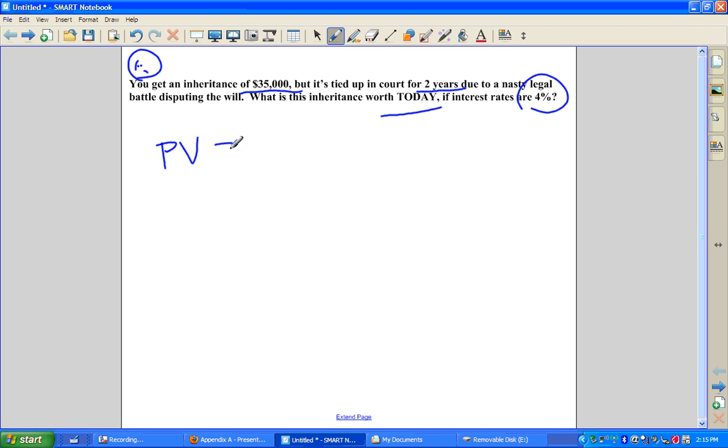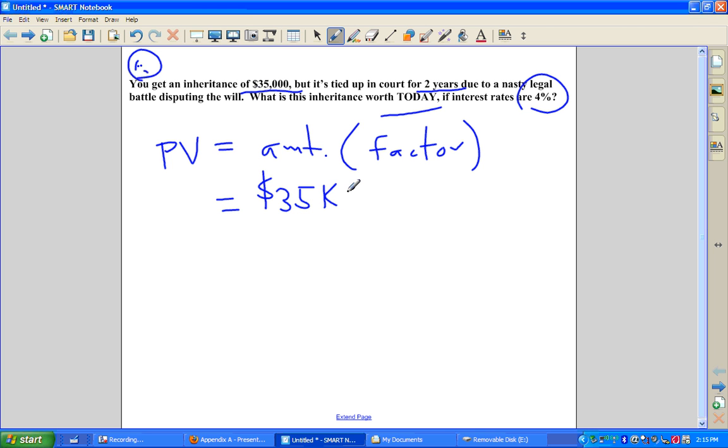The present value today is equal to some amount of money times a factor. This factor is how we calculate its value today compared to off in the future. The dollar amount is 35K, so I'm going to abbreviate 35K. Okay, this factor, it depends on the time or the number of years, and also depends on the interest rate, okay, which happens to be 4%.